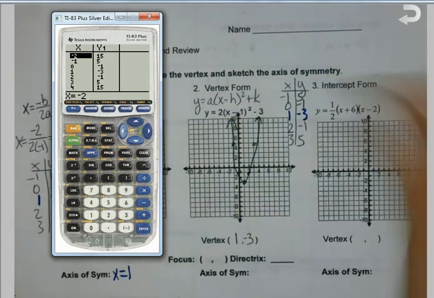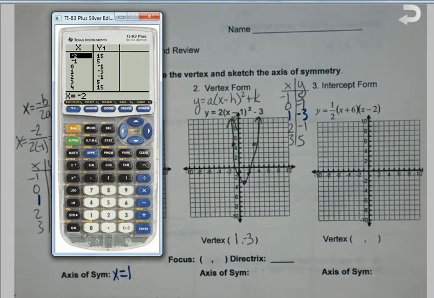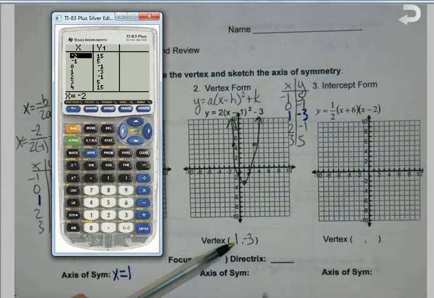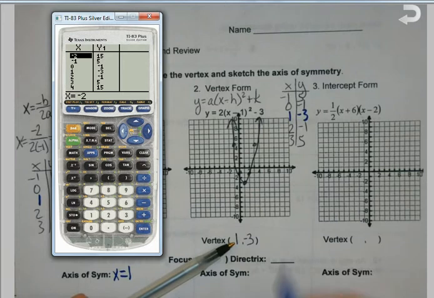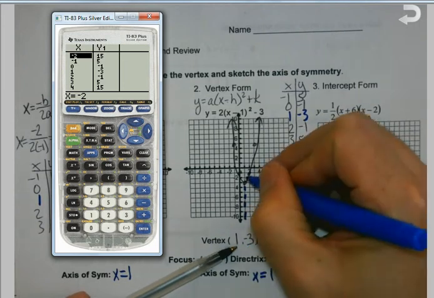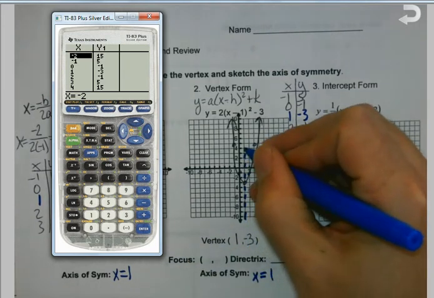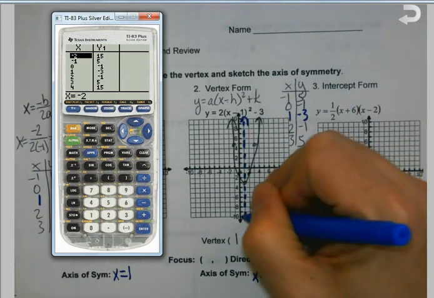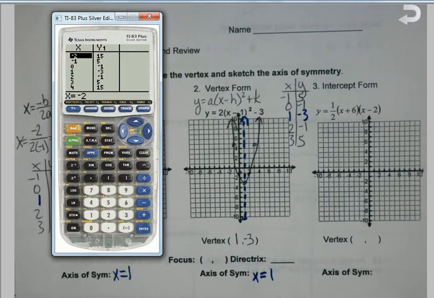My axis of symmetry is just my x value of my vertex, so x equals 1. And the axis of symmetry will always go through the vertex, so that's another clue for you whenever you're going to draw that in. But then comes the focus and the directrix.